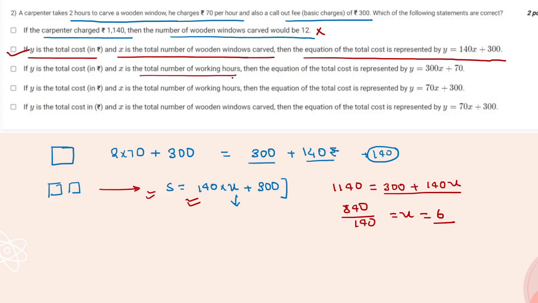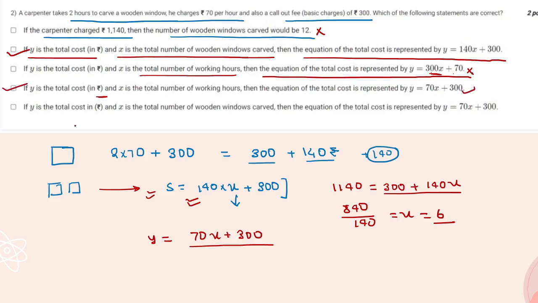Here it is asking about working hours. For 1 hour it is taking 70 rupees, so let us suppose it is working for x hours, so its wage will be calculated as 70x plus 300. Then the equation of total cost represented by 300x plus 70, no, this is not correct. It should be 70x plus 300 because 300 is the fixed charge. So this particular statement will be correct and the given one is incorrect.